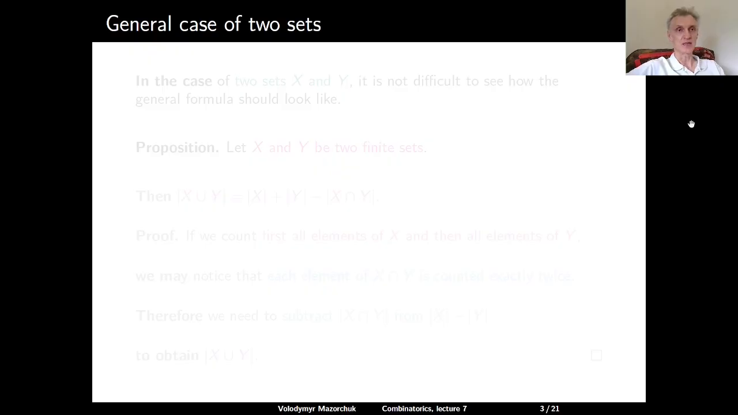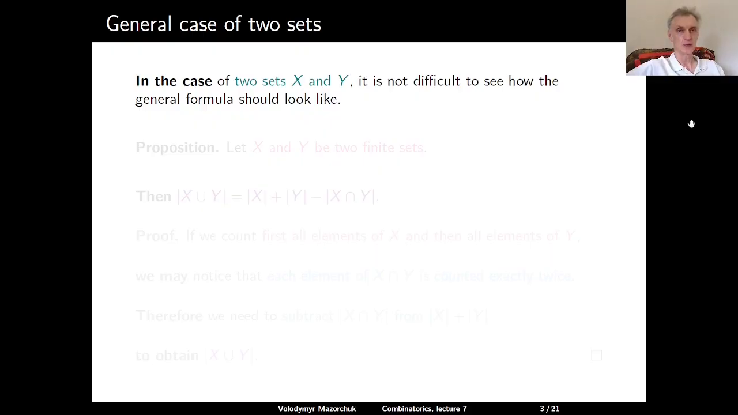So let's start with the general case of two sets. In the case when two sets X and Y are not disjoint, it's not difficult to see how the general formula should look. Proposition: let X and Y be two finite sets without any other restrictions. Then the cardinality of the union of X and Y is equal to the cardinality of X plus the cardinality of Y minus the cardinality of the intersection of X and Y.